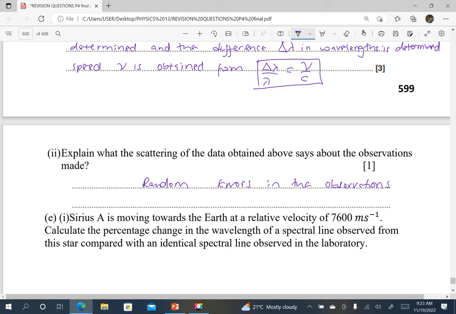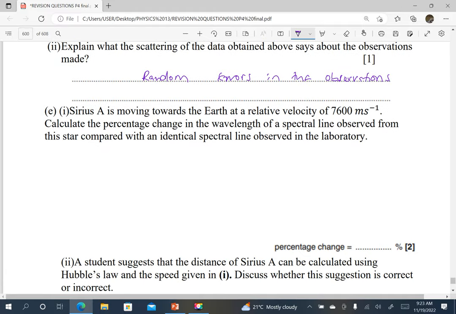Scattering shows random errors in observations. Sirius A is moving towards the Earth at a relative velocity of this one. Calculate the percentage change in the wavelength of a spectral line observed from this star compared with an identical spectral line observed in the laboratory.